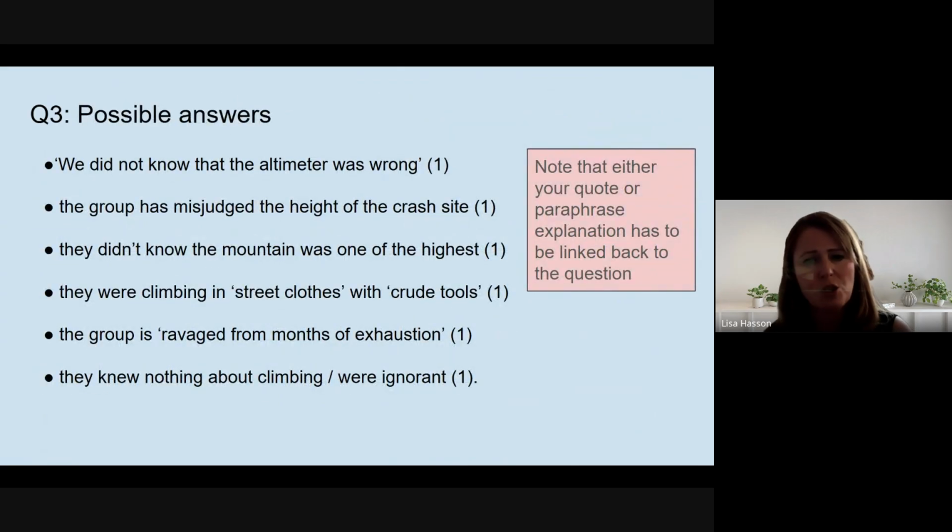So some of the possible options we could have picked out here were things like: we did not know that the altimeter was wrong; the group had misjudged the height of the crash site; they didn't know the mountain was one of the highest; they were climbing in street clothes with crude tools; the group is ravaged from months of exhaustion; and they knew nothing about climbing, or were ignorant. So note that either your quote or paraphrase explanation has to be linked back to the question here. And note that we have got a combination of either quotes or paraphrase. Either is fine.